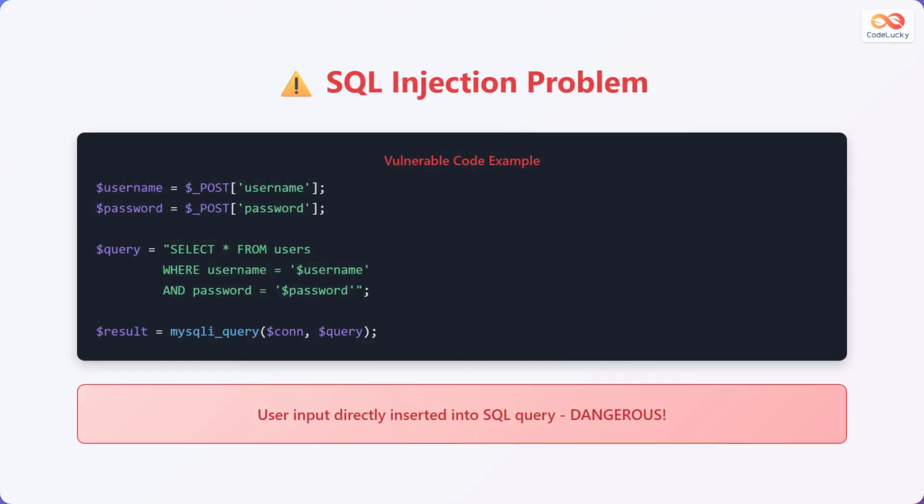Consider a scenario where user input is directly inserted into an SQL query. This is a vulnerable code example. The code retrieves a username and password from the POST request and then constructs an SQL query to select data from the user's table. This is extremely dangerous as it exposes the application to SQL injection attacks. Any user can potentially manipulate the query to gain unauthorized access or modify data.